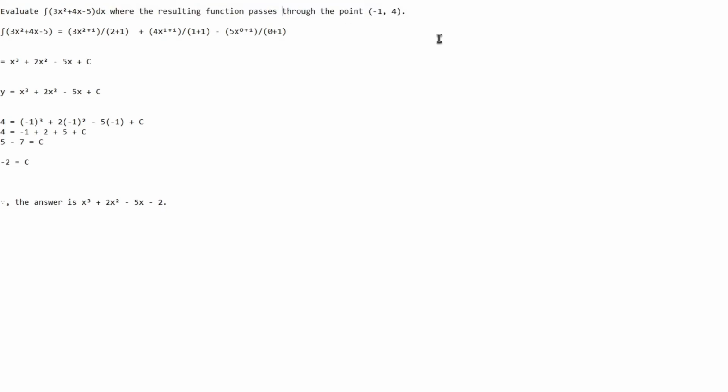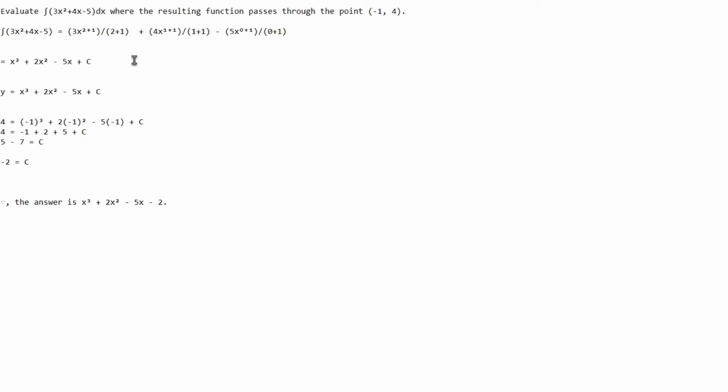So our first step here is to take just the general antiderivative of this function, and we do that with the power rule as taught to us: add one to the exponent and divide by the new exponent. Gee, I wonder what that could be. 5x, 0 plus 1. If you're reading this, then you probably know how to do this. Your result will be x cubed plus 2x squared minus 5x plus c.